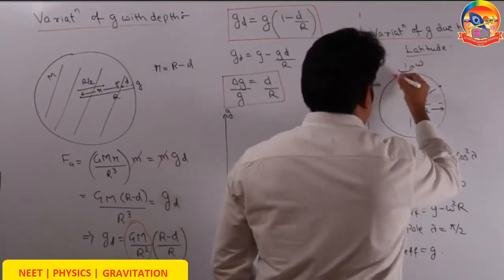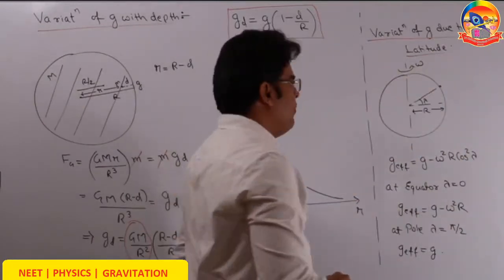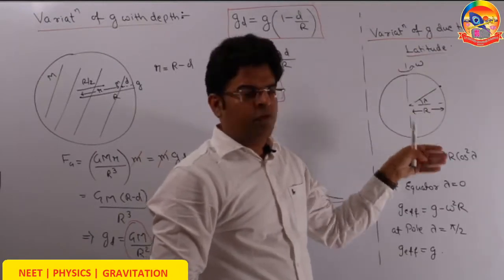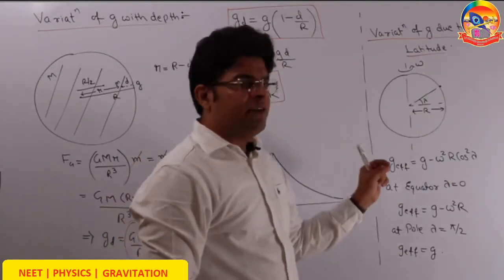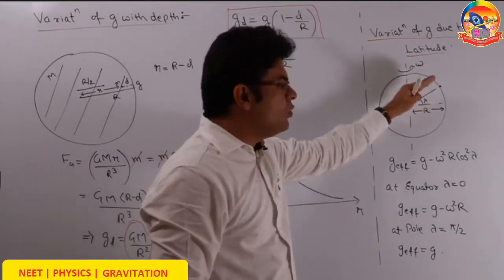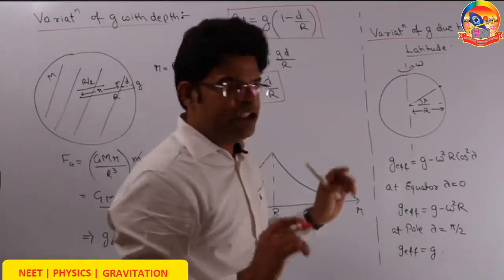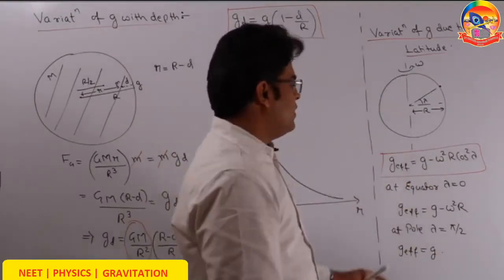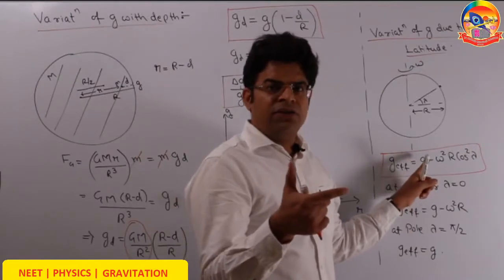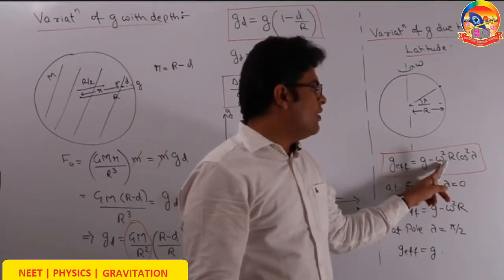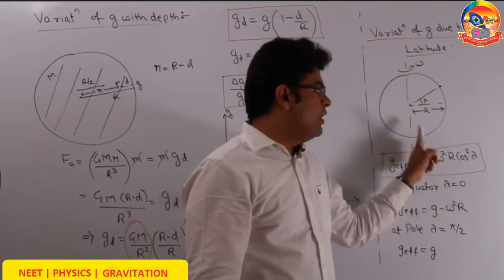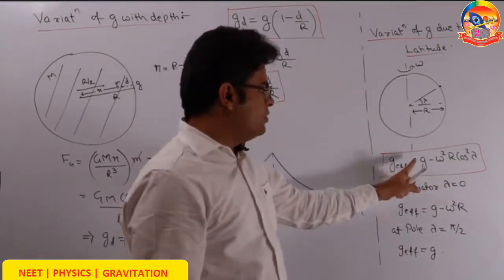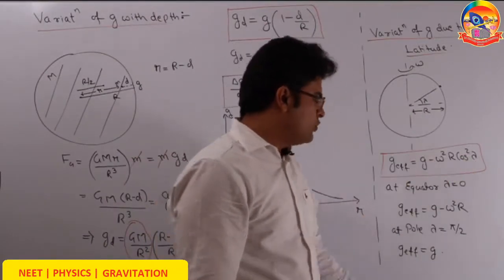Next thing, variation of g due to rotation. We know that earth rotates. Because of that, in the frame of earth, a centrifugal force acts on a particle radially outward. Because of that, the effective value of g at any latitude lambda is not equal to g, it changes. So g effective at any latitude lambda equals the acceleration due to gravity when the earth does not rotate minus the angular velocity with which the earth rotates whole square into radius of earth into cos square lambda. So g effective equals g minus omega square R cos square lambda.